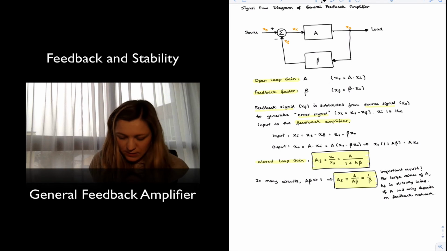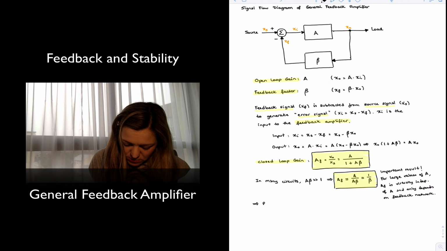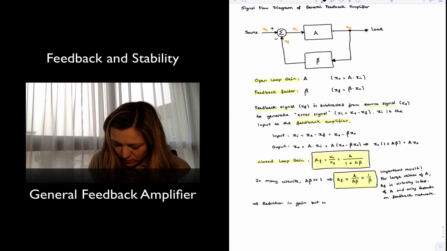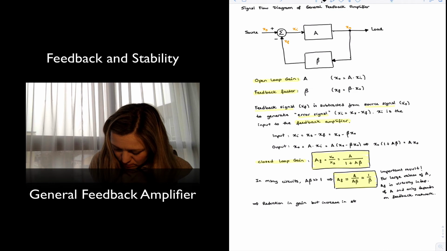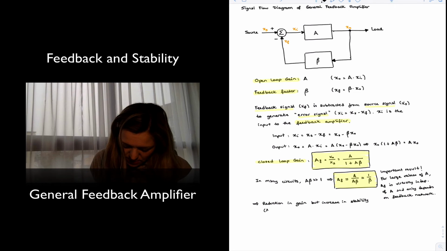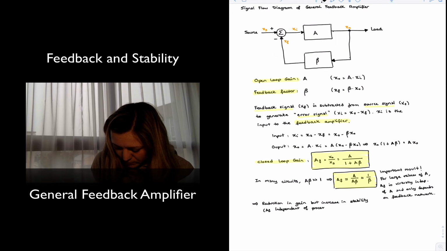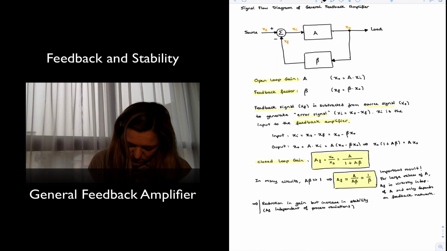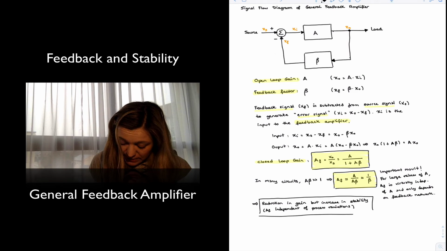Okay. So basically, reduction in gain but increase in stability, A sub F less dependent or independent of process variations, etc. All right, so that is the important result that I have achieved by applying negative feedback.